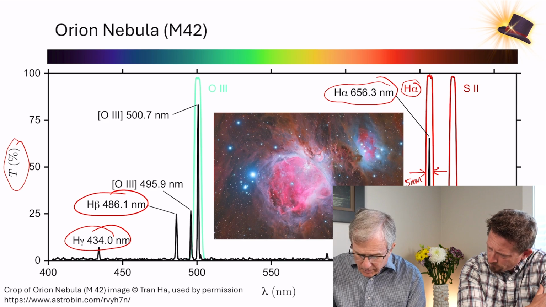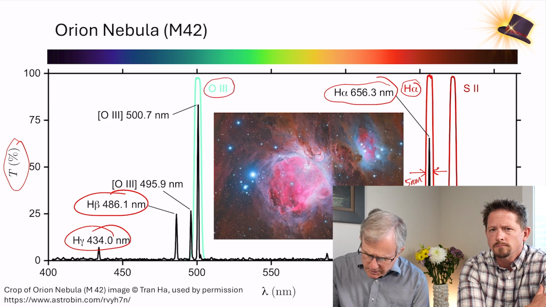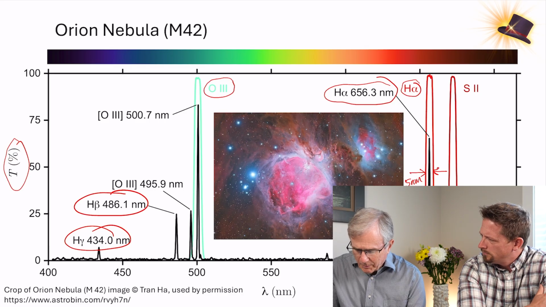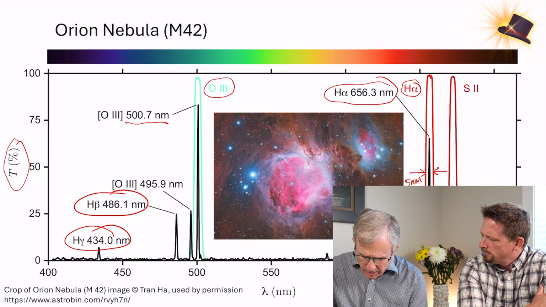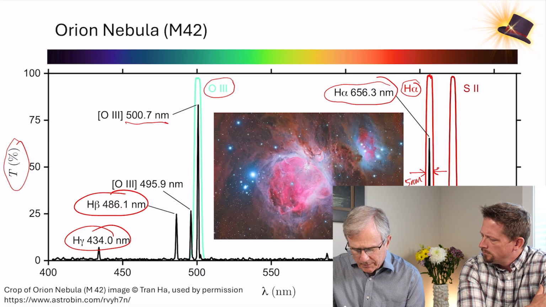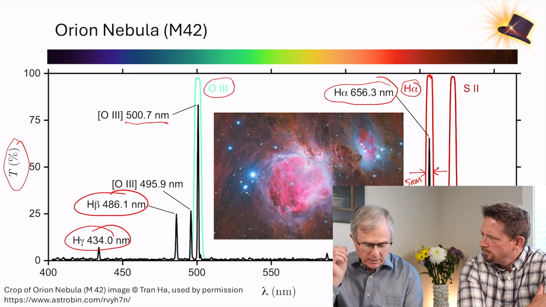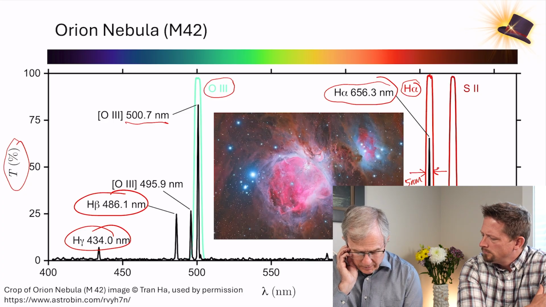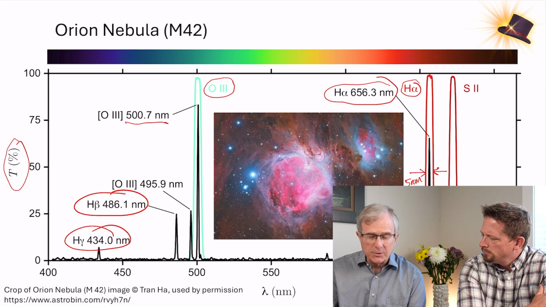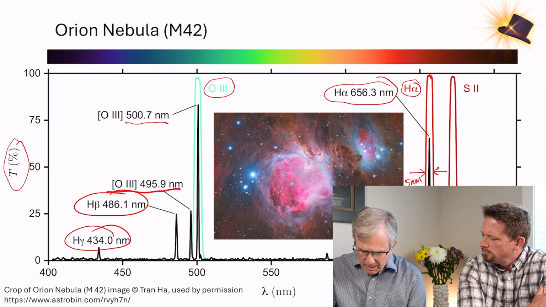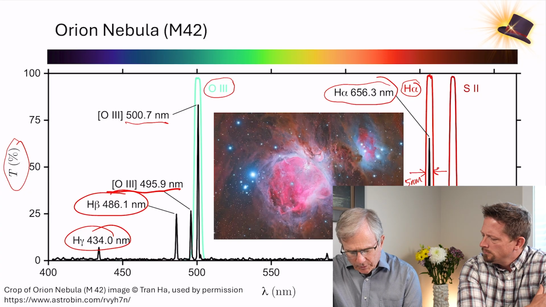This is the transmittance curve of the Chroma 5 nanometer oxygen-3 filter, and it targets the 500.7 nanometer forbidden line of oxygen, like we talked about in chapter 4. It ignores this 495.9 nanometer line.